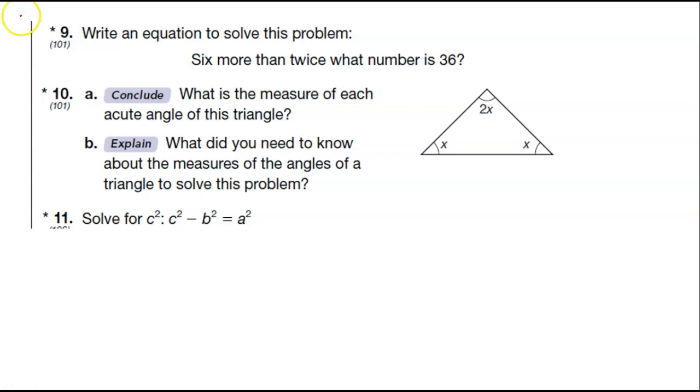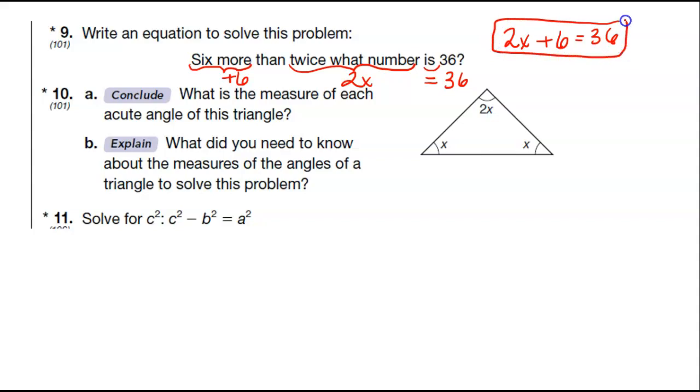Okay, so starred problem number 9. It says write an equation to solve this problem. 6 more, so that's plus 6. Then twice what number, so that's 2x, equals 36. So if I write that out, I have 2x plus 6 is equal to 36. It does not tell us to solve it. It just says for us to write the equation.